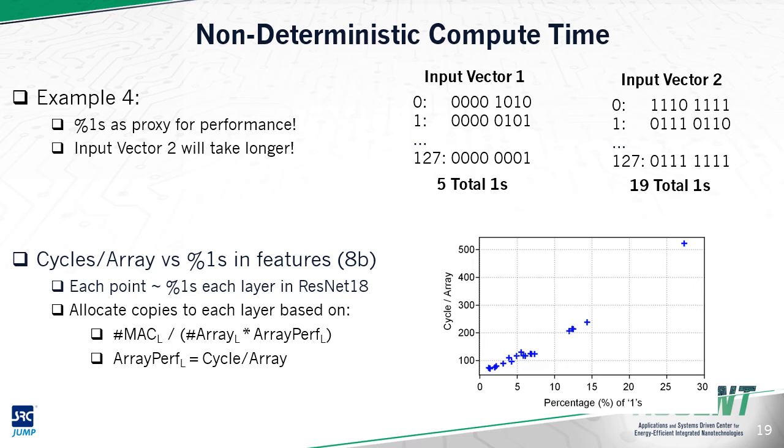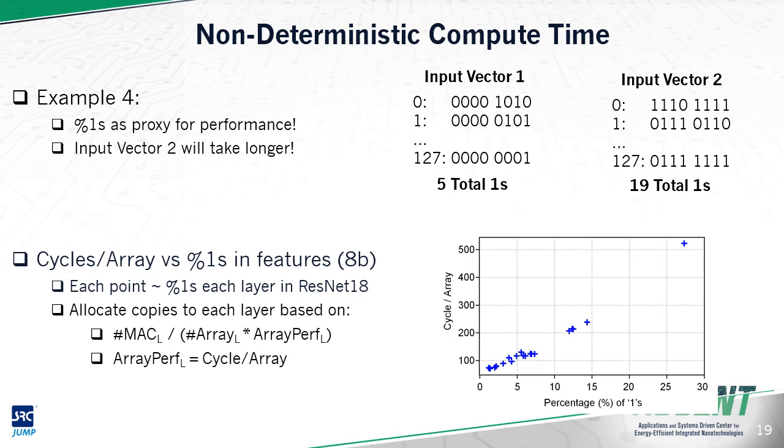So in the figure on the bottom right, we plot the cycles per 128 by 128 array versus the percentage of ones in ResNet 18. Each point in this plot corresponds to the average number of cycles of each array in the given layer over several samples in ResNet 18. So the variation between layers is massive. Some taking 70 cycles, others taking 100, 200, and even 500 cycles.